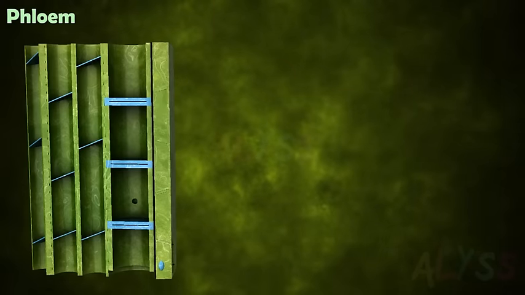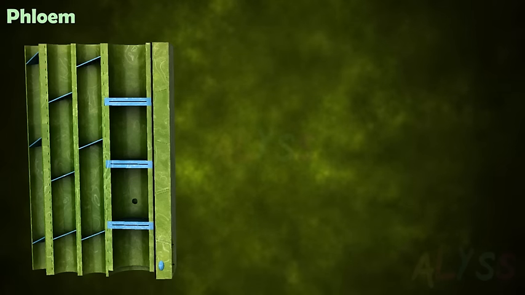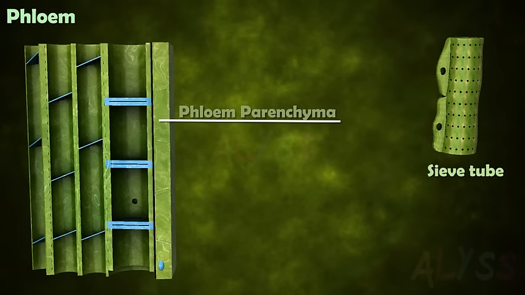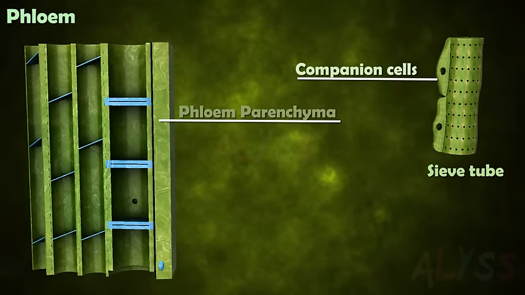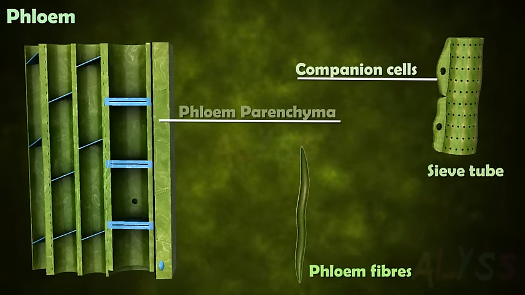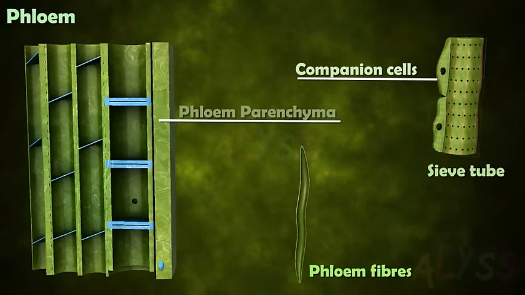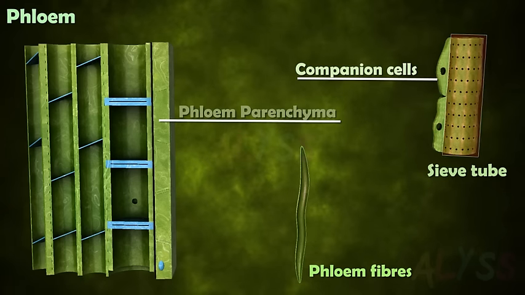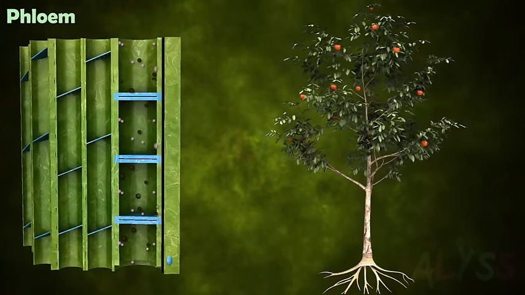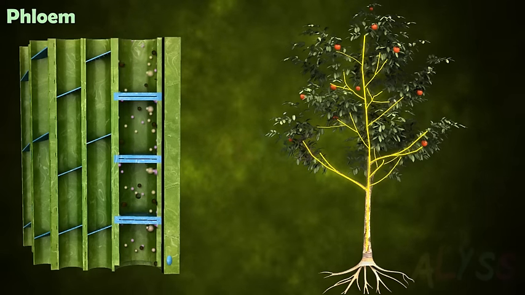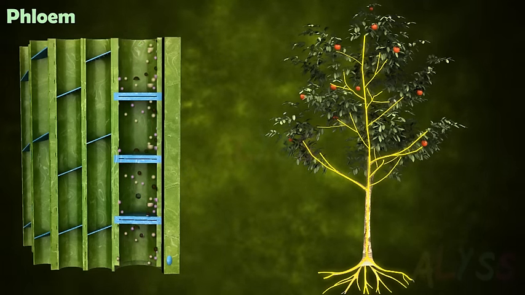Phloem is a conductive tissue with mostly living cells, which are phloem parenchyma, sieve tube, companion cells, and phloem fibers. Sieve tubes are the main conducting cells, which are supported by companion cells for their function. Phloem fibers give support and parenchyma stores food. Phloem conducts food in both directions.